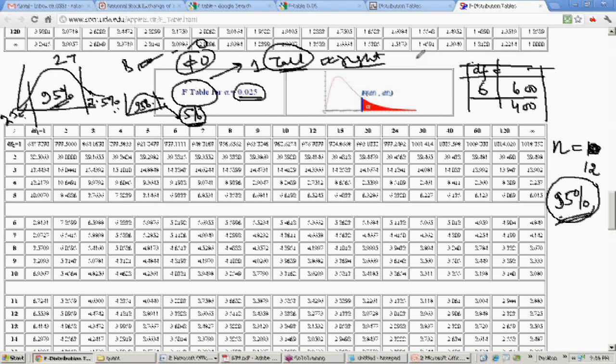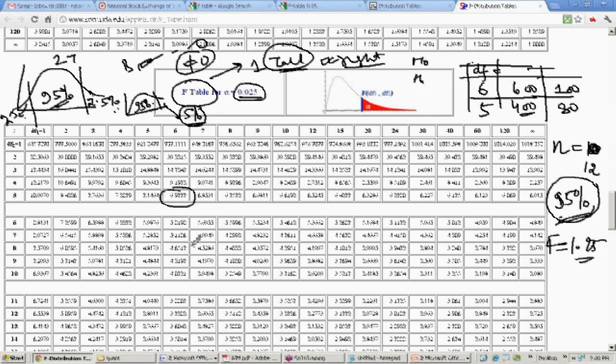Now you have to find out whether we will reject the null or accept the null. So here it will become how much? 600 divided by 6, it will become 100. 400 divided by n minus k minus 1, 12 minus 6 minus 1, that is 5. So 400 by 5 will become 80. So your F will become 1.25. And if you look at this 2.5%, what would your degree of freedom of numerator be?